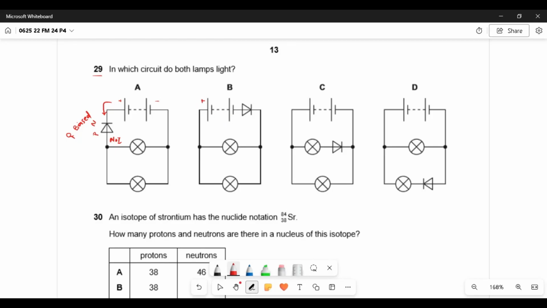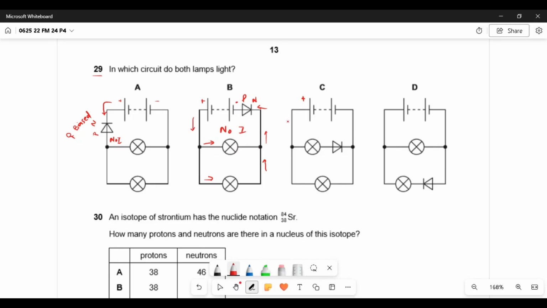In this condition, the current starts from here, it reaches here, some part goes from here, some part here, then it reaches this point, it goes there, and when it reaches here, this is the negative terminal. Negative is connected to the positive and positive is connected to the negative. So this is P type, N type. Again, N type is connected to the positive. It's the same condition, so there will be no current, no light up.